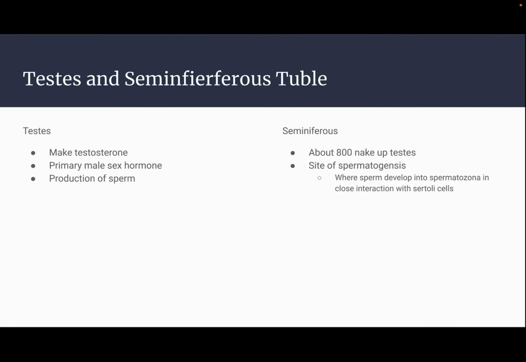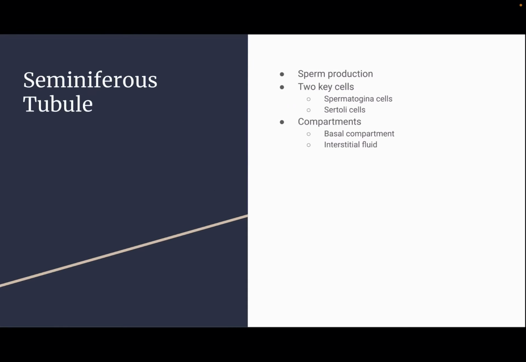Now we're going to talk about the testes and the seminiferous tubules. About 800 seminiferous tubules make up the testes. I'm sorry about the minor spelling error right there; it's supposed to be "make." The testes make testosterone, the primary male sex hormone. It also plays a role in sperm production within the seminiferous tubules, which are the site of spermatogenesis, where sperm develop through close interactions with the Sertoli cells.